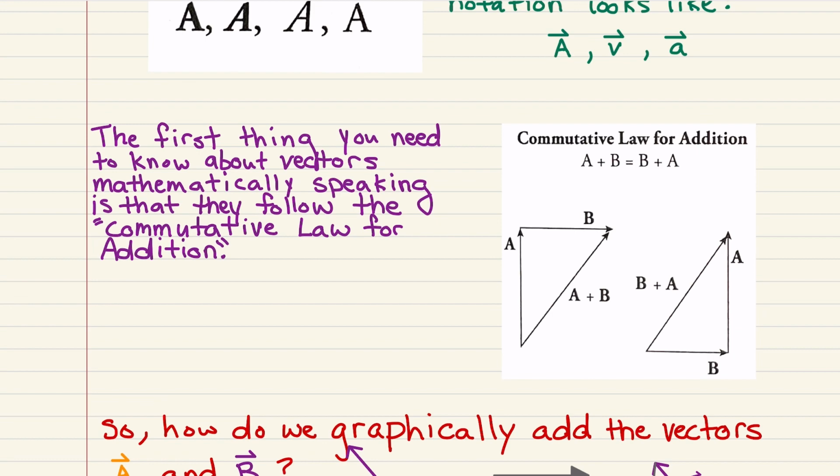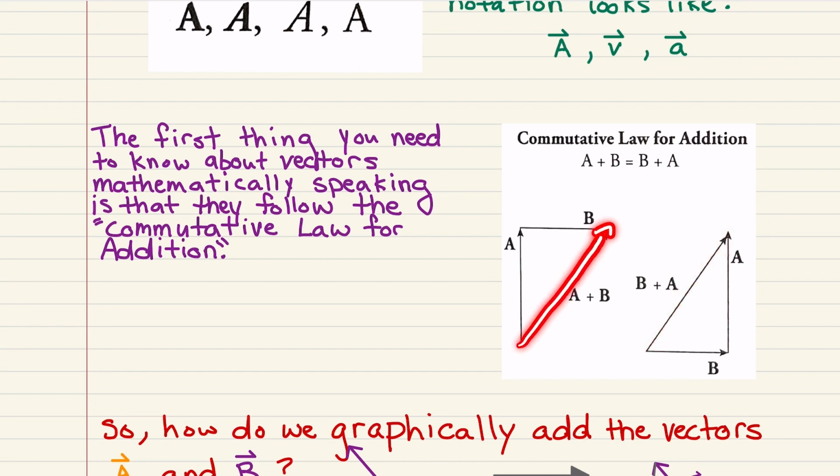Vectors follow this law. And what I mean is, if you take some vector A and add vector B to it, that's the same thing as taking some vector B and adding vector A to it, right? And if you look at this image here on the right-hand side of the screen, you'll see, if we start with A, and then we add B to the tip of A, then we're going to get some vector A plus B that you see here. But if we started with B down here, and then we added vector A to the tip of that, then we're going to get some different vector B plus A.